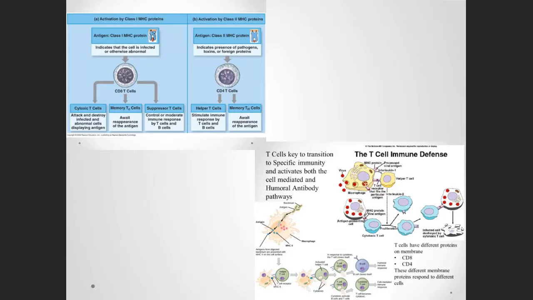MHC class 1 is on every cell of your body, and that's how every cell can show what it's making inside of it and show, like, I've been hijacked and now I'm making these antigens, so please kill me, cytotoxic T cell, because the cytotoxic T cells tend to be the CD8 expressing cells. And then antigen presenting cells are going to have MHC class 2. And how do they present to the CD4 T helper cells?